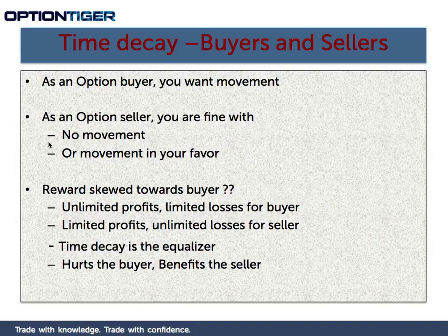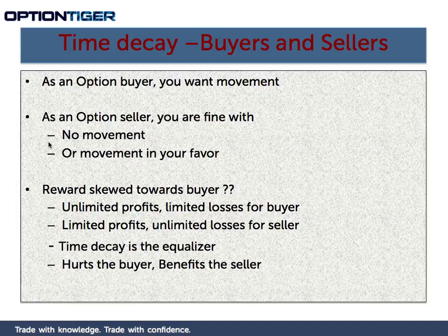Let's just take a recap of what we've seen so far in time decay and also look at the buyer-seller perspectives on time decay. As an option buyer, you want movement. So your position is a directional position. So what do we mean by directional position? If you bought a call option, then you're directional on the bullish side because you want the stock to move up. Therefore, your option price is going to also move up and you can sell your call option for a higher price than what you bought it for.